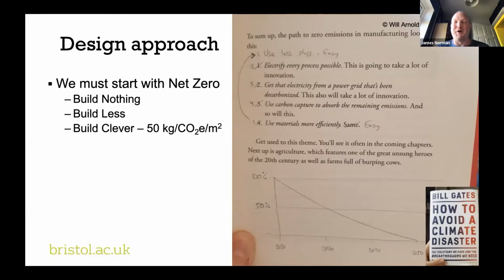Bill Gates wrote a book recently about how to avoid a climate disaster. It turns out that building stuff is the number one biggest thing in terms of carbon emissions, which means as engineers, we've got a huge opportunity. But Bill Gates is a tech optimist, so his solutions are all around how we can create technology to enable us to carry on doing exactly what we're doing. Will rightly points out that the easiest thing we can do is to build nothing and use less stuff. So I think it's really important to start there.